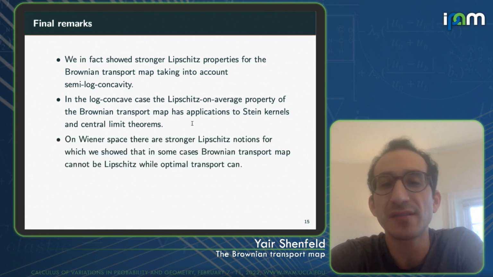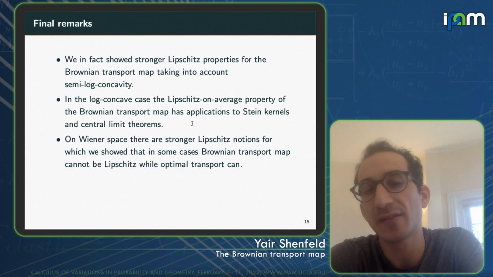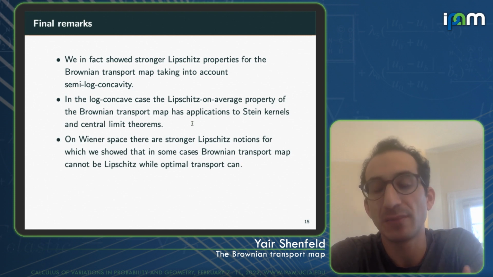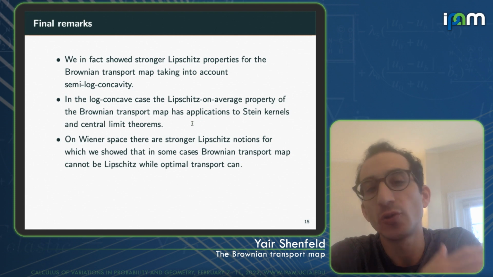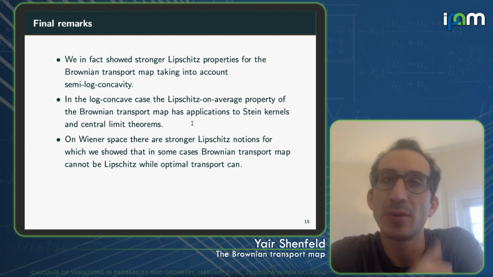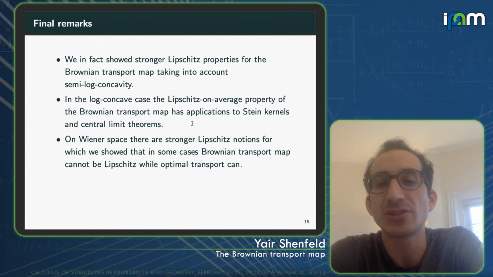There are many interesting questions still. What happens on the Wiener space itself? You can also think about this problem as transporting a measure from the Wiener space, meaning the Wiener measure, into another measure on Wiener space. We viewed mu as a measure on R^d, but you can also view it as a measure on Wiener space. I don't have time to get into it.